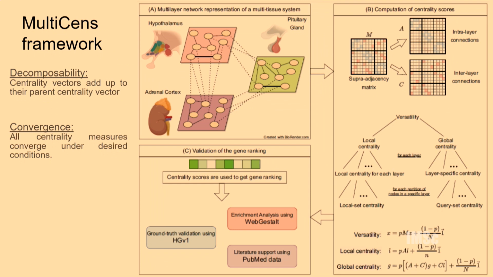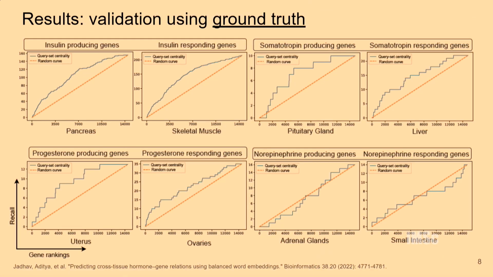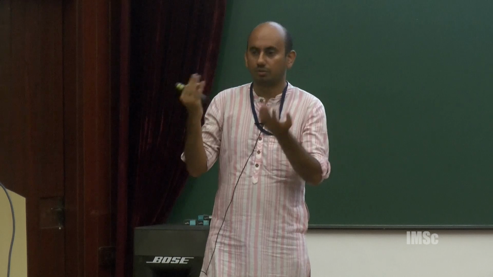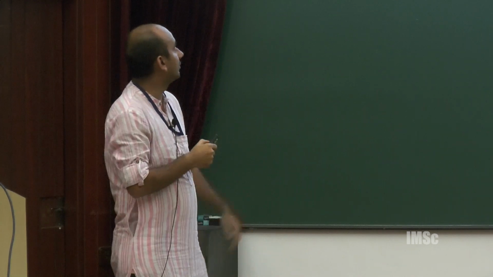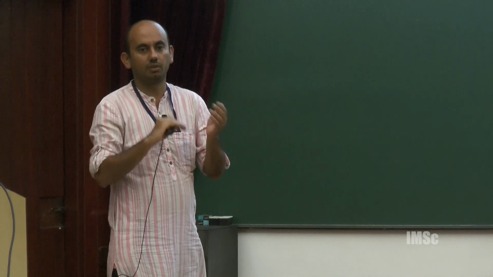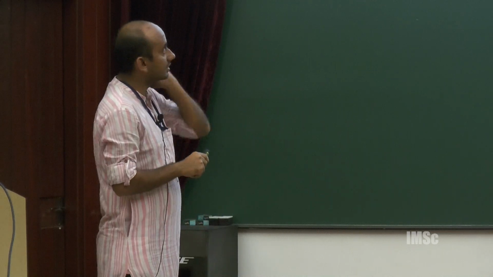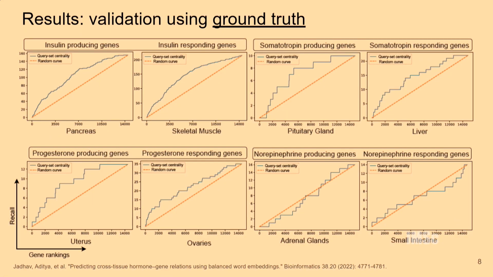Now to validate these equations, one form of validation is where we use ground truth. So you remember, we know what genes secrete insulin. We want to know what genes react to those insulins, and vice versa. So if we know one side of the equation, we want to know whether we are able to discover the other side of the equation. So these are the results that we get for hormone-producing or hormone-responding genes. If we are predicting insulin-producing genes, it means we know what genes respond to insulin and so on. So this is a recall at K curve, higher the better.